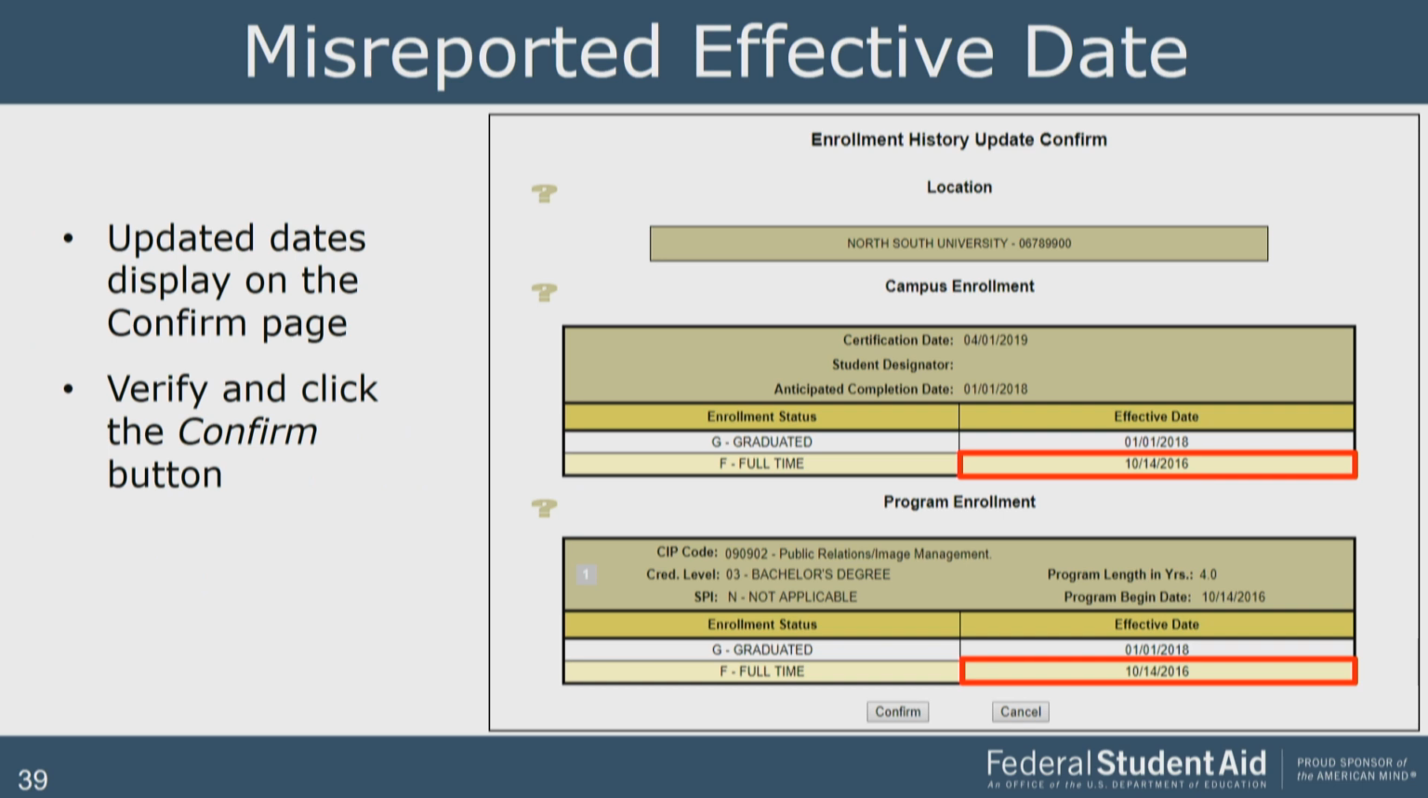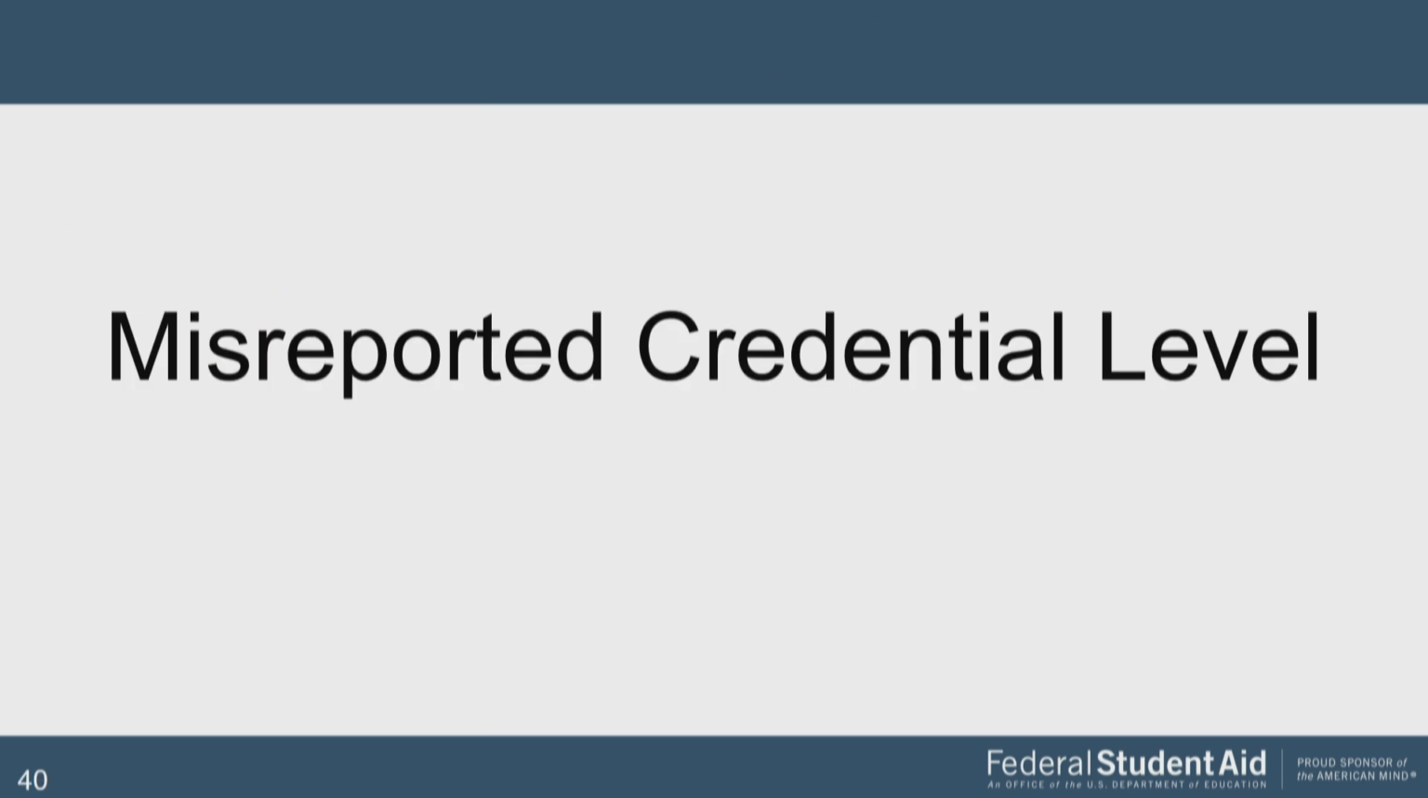And then you'll get the confirmation page again for the enrollment history update showing that your updates went in. Just verify everything looks good to you before the system stores the change, and if it does, you click submit, and you should again get that successfully completed record.